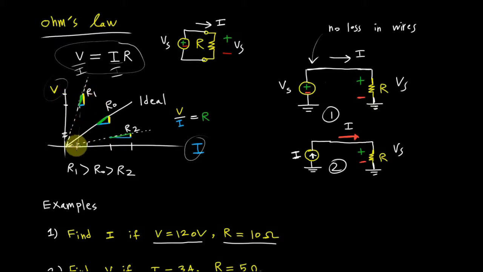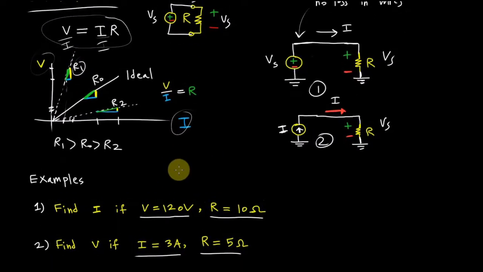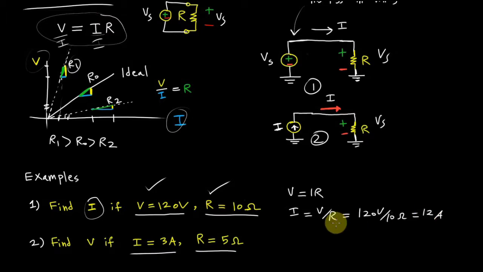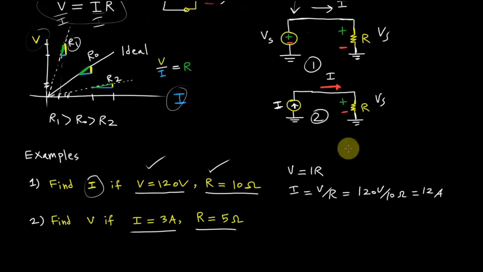To put some numbers into this, example 1 says find I if the voltage is 120 volts and R is 10 ohms. In this case, we apply Ohm's law, solve for I, plug in the numbers, and we get 12 amps. In the other example, we're asked to find the voltage given the current and the resistance. In this case, we also plug in the numbers and find 15 volts.